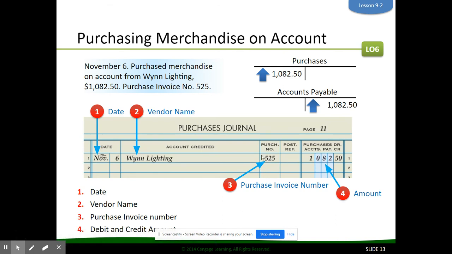You do not have to put the P in front of it because every single transaction that's journalized in this journal is going to be a purchase invoice. So you just have to put 525, and you can see that this is headed by purchase number. And then we're going to put the amount. That amount will be both debited and credited. So it would be just as if we were in the general journal: purchases would be debited and accounts payable, Win Lighting would be credited.